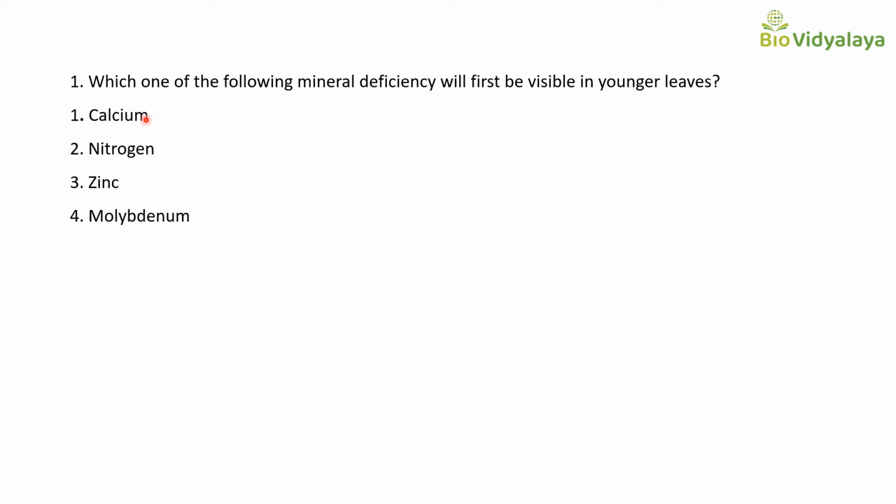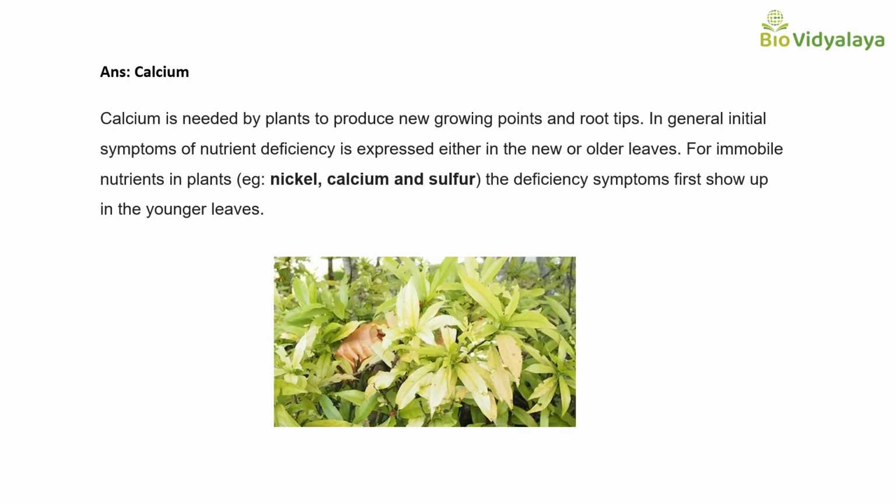Here is the explanation. The answer is option A, calcium, because calcium is needed by plants to produce new growing points and root tips. In general, initial symptoms of nutrient deficiency are expressed either in new or older leaves. For immobile nutrients in plants, for example nickel, calcium and sulfur, the deficiency symptom first shows up in the younger leaves. So the answer is option A, calcium.